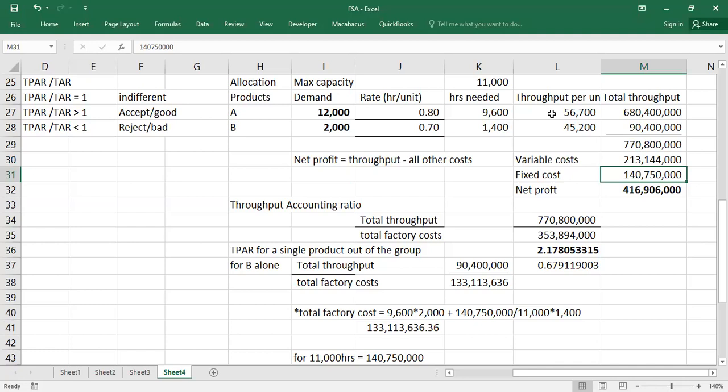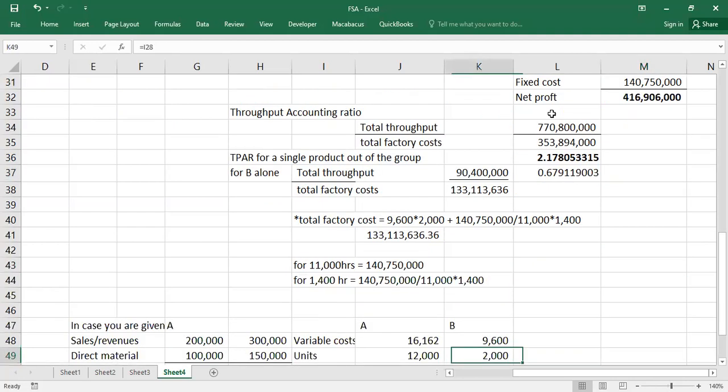I already explained that, by the way. Someone had asked it earlier. Here we say that 11,000 hours cater for the entire fixed cost, so about just the 1,400 that was held by product B. That's how you get it. I've answered you in that regard.